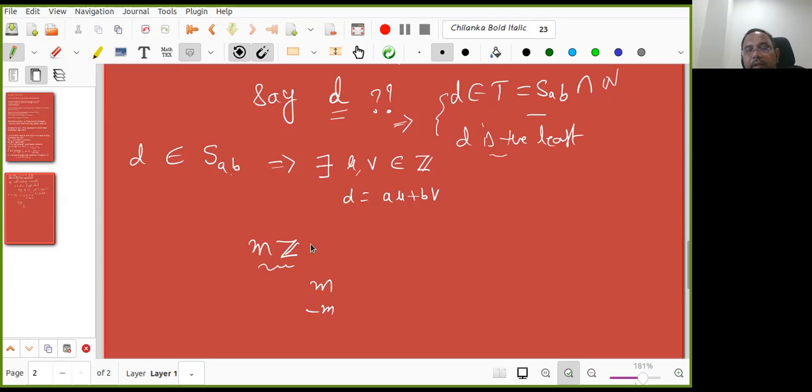Okay, in 3Z, what is the least positive integer? 3. That is the crux of the thing. The least positive integer is the generator, in group theory, ring theory, and all those things.